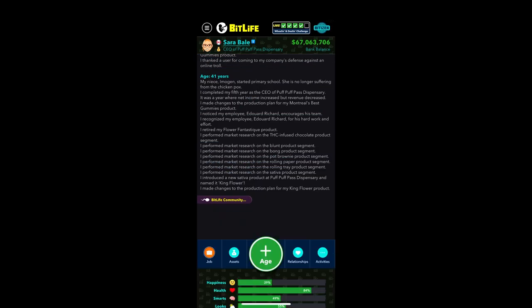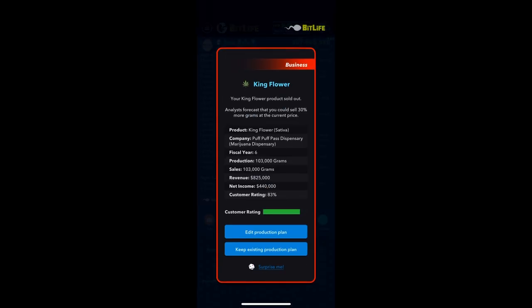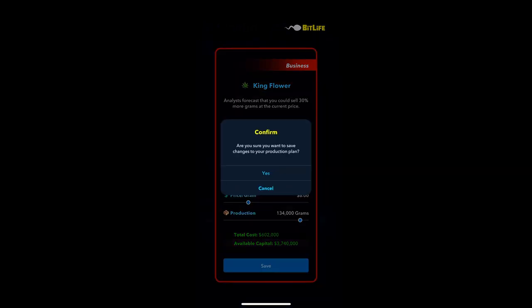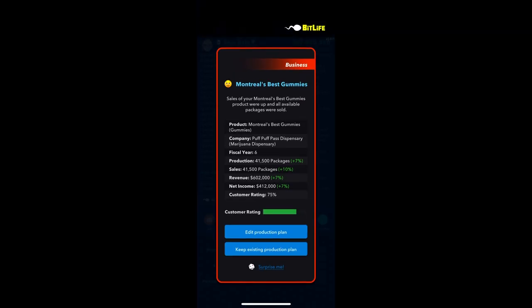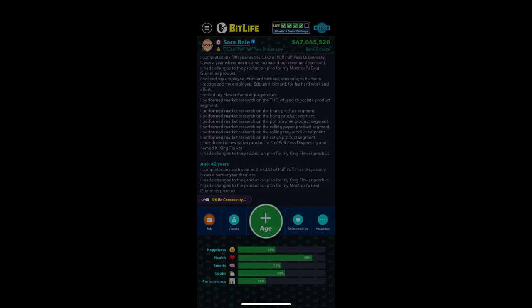So we had gummies and a flower going on right now. So with that, I ended up aging up. I had lost a little bit of money, which is no big deal, on my 1 year, but I did sell out, and I could sell 30% more grams. So I went in and I did the math. So 30% of 103,000 was the math that I was doing. And I ended up increasing it to around 134,000. And then all of my packages were sold out of Montreal, but it didn't give me any tips. So I did end up increasing it just a teeny tiny bit.